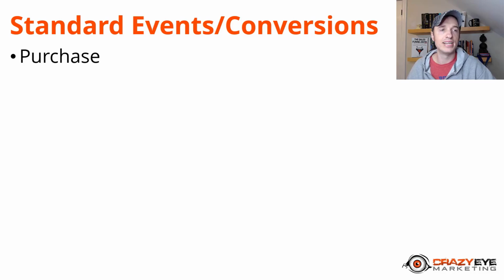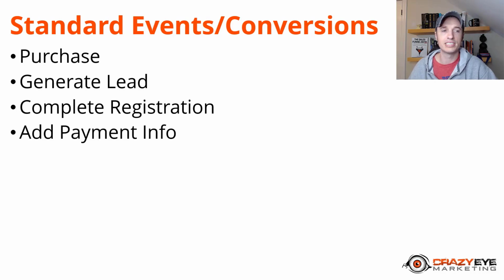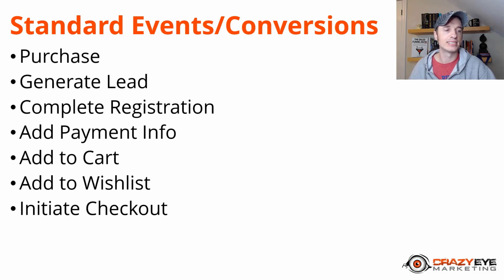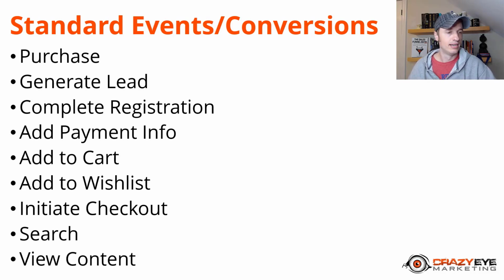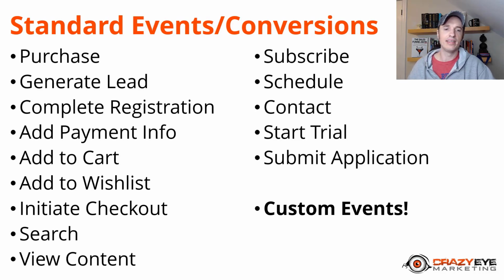Now here are some of the events you can track with the Facebook pixel. There are purchase events, lead generation, complete registration, so maybe a webinar or they filled out a form, add payment info, add to cart, add to wish list, initiate checkout, search, view content, subscribe, schedule, contact, start trial, submit application, and then there are also custom events you can create as well. So there's a whole myriad of different options you can choose from. You'll probably use 2 to 3 of them, really.